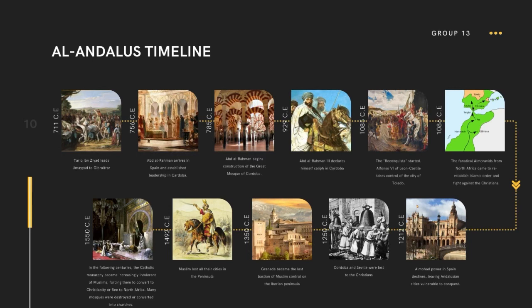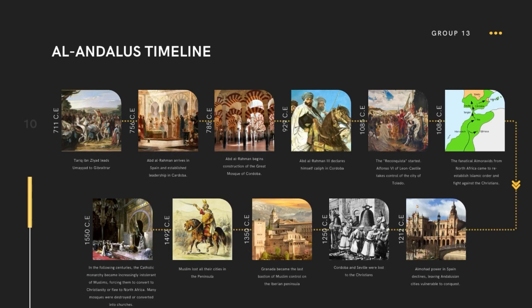1350 Common Era. Granada became the last bastion of Muslim control on the Iberian Peninsula. 1492 Common Era. Muslims lost all their cities in the peninsula.